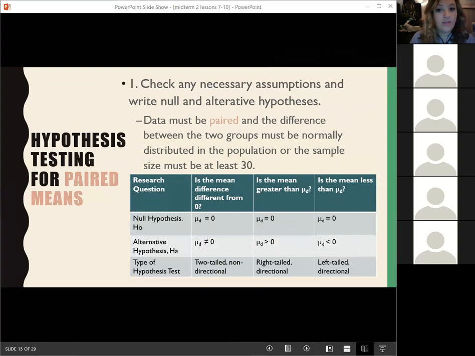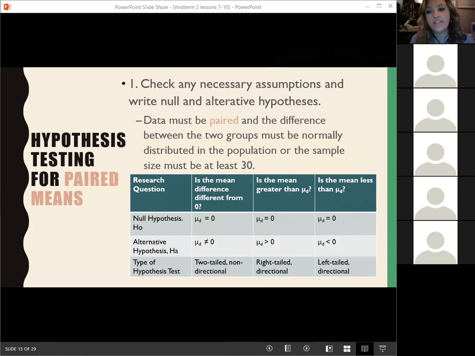And then to talk about hypothesis testing for paired means: we were just talking about one mean, now we're going to talk about two that are paired, so they're dependent upon each other. The main assumption that has to be met is that they have to be paired, which is opposite from the last one, because we were only talking about one mean. And then our sample also has to be at least 30. That goes back to our central limit theorem, because then we have a big enough sample size to make inferences about our population based upon our samples.